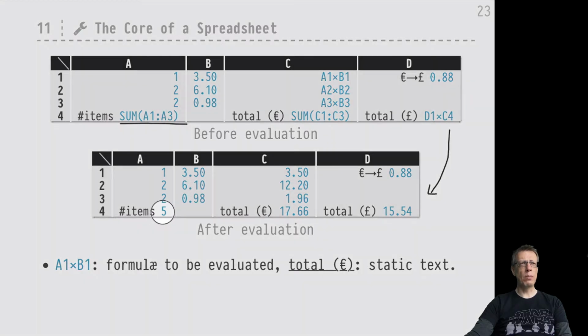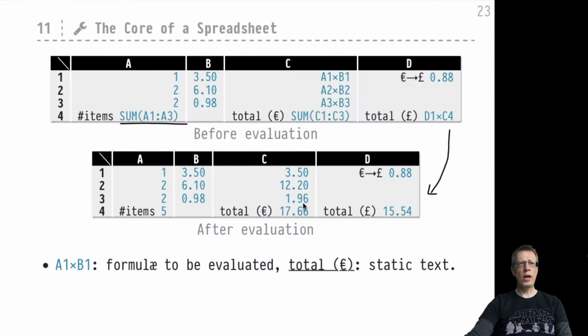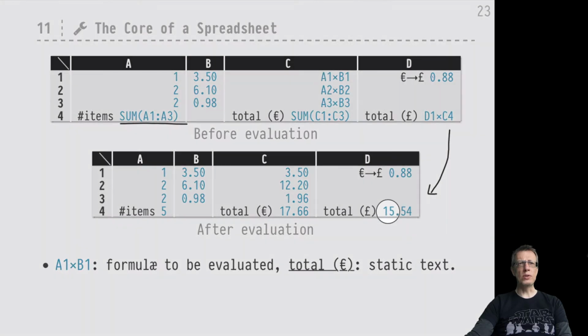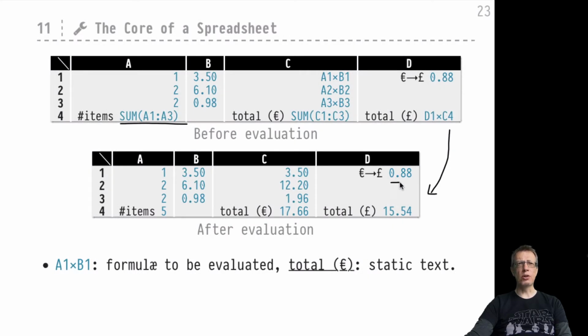We have summed up the number of items here in the A column. We have summed up the number of, well, whatever invoice positions here in the C column, and we were able to derive this total value of the invoice in British pounds that we could compute by taking this euro value and multiply it with the conversion factor that's currently in charge. It's stored here in cell D1. All right, so after evaluation, we end up with a sheet that only carries literal values. Formulae have all been evaluated.